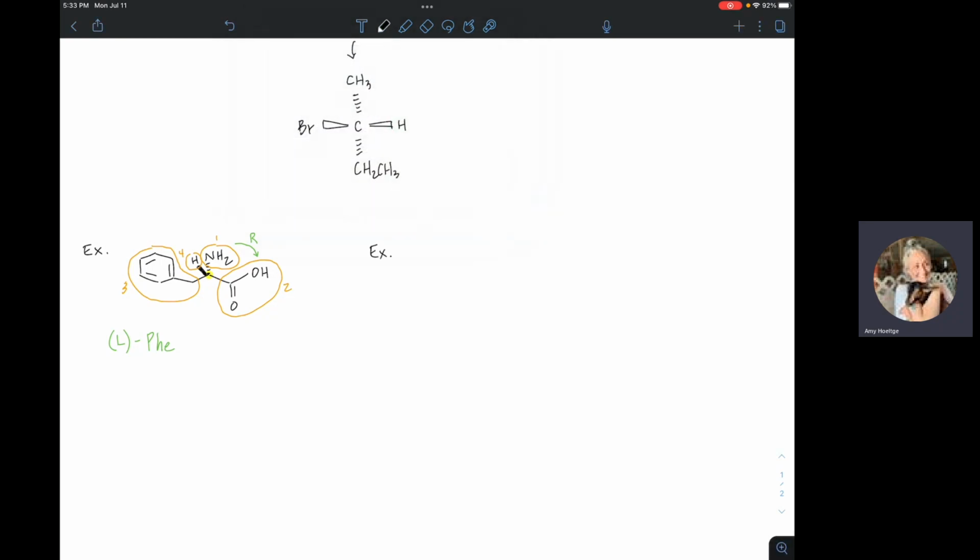Let's draw one where whatever you assign is actually the, you don't have to flip it. So let's go ahead and draw this. So we'll put this group coming out at us, which means that the hydrogen that's implied is pointing in the back.